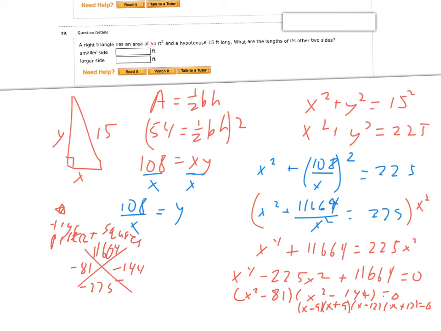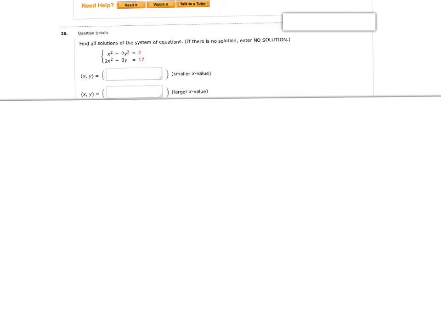And so I'm going to ignore the negative answers since we're talking about distance. And I'm going to say x could equal 9 and x could equal 12. And if I plug those in, and I'll go ahead and use this form right here, what I notice is that 9 times 12 is 108. So it's just one of these is 9 and one of these is 12, whichever one's shorter versus longer.